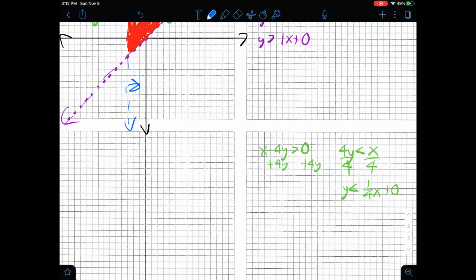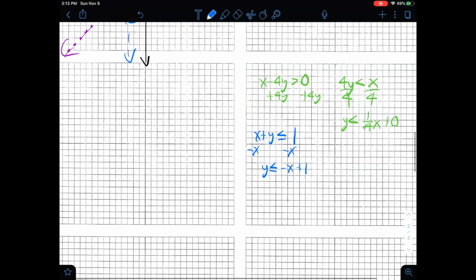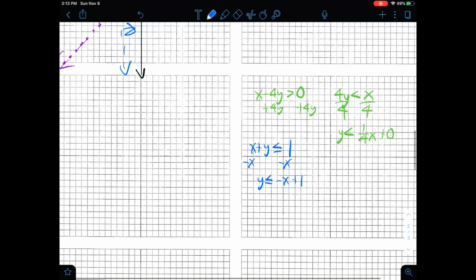The blue line is going to be, we have x plus y is less than or equal to 1. We need to get y by itself, so we're going to subtract x from both sides. And it's going to be solid and below.